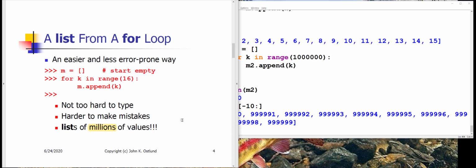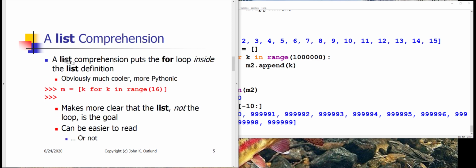So that's good, but it's not very cool. And it tends to make the loop look like the loop is the important thing, and when you're done with the loop, you happen to have a list. The idea of the list comprehension is you put the for loop inside of the square brackets for the list definition, and this makes it more clear that creating a list is the whole point here, and the loop is a subsidiary part of creating the list.